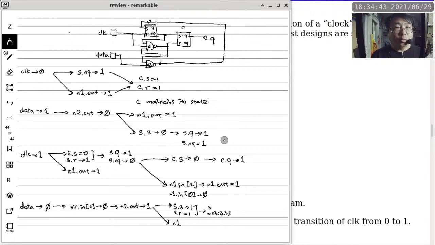But we also want to know what is going to happen to N1. As far as N1, which is this guy, is concerned, the last input is now a 1. The clock pin is also a 1. And we want to know what is S.NQ. S.NQ has been... What?